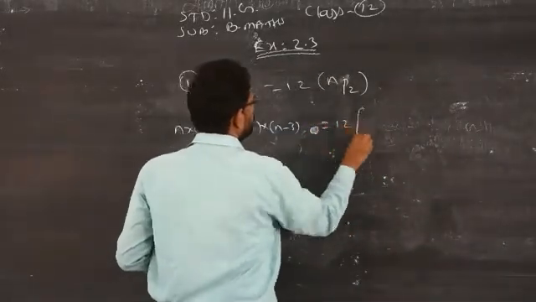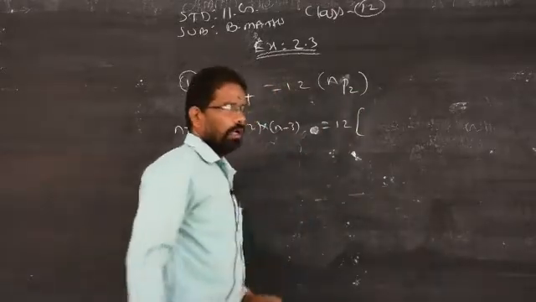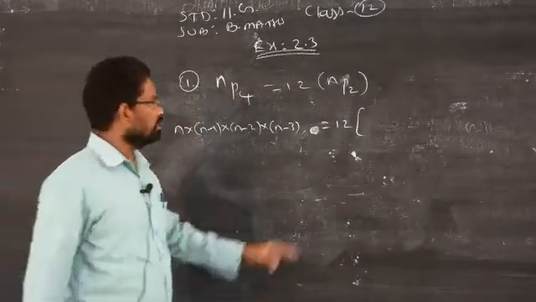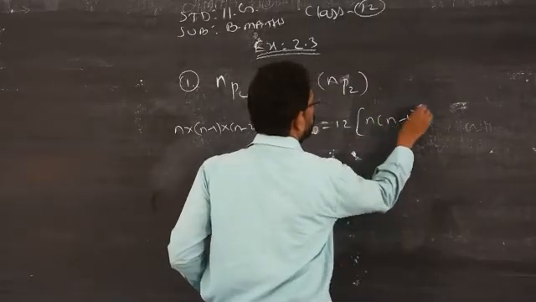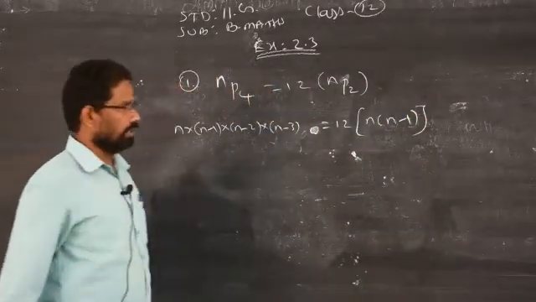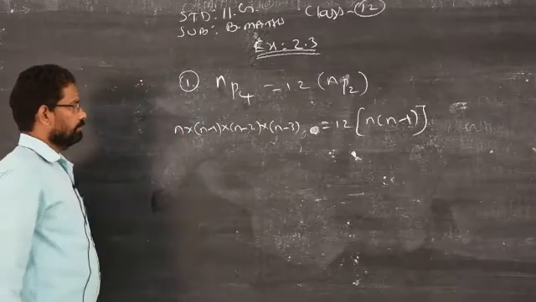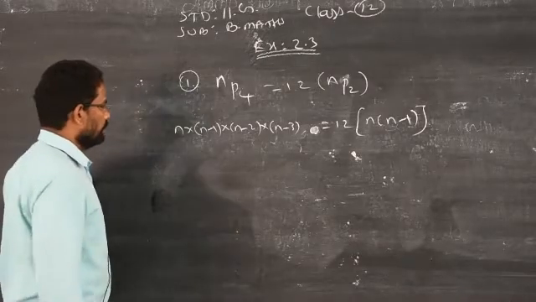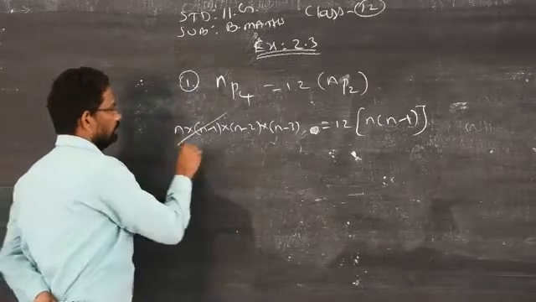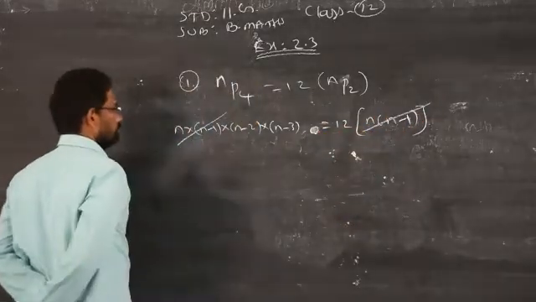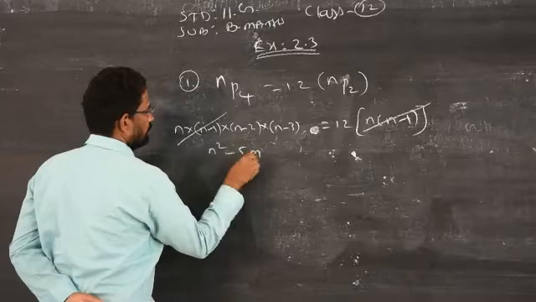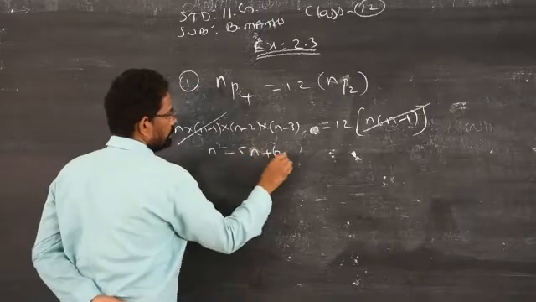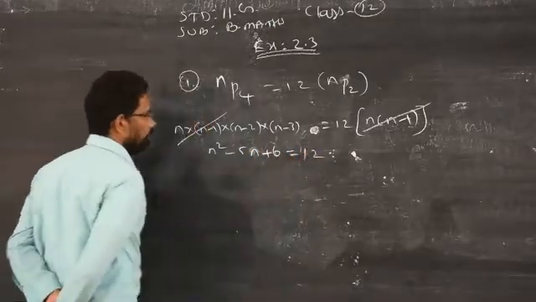Then 12, again nP2. So you have to write how many numbers? 2 numbers starting from n in descending order, n into n minus 1, not in increasing order. Now you see both sides, what terms get cancelled? So n squared minus 5n plus 6 is equal to 12.